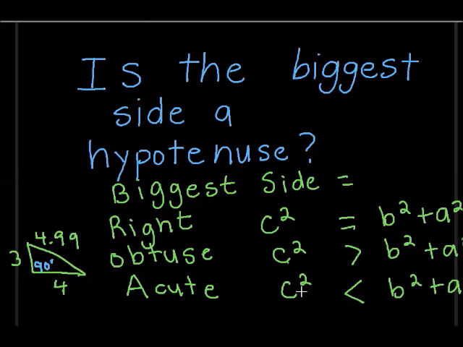These are basically the three rules. Focus on your largest side, square it, square the other two sides and add them together, and then compare the numbers. Just focus on the biggest side. If it's equal, it's right. If it's bigger, it's obtuse. If it's smaller, it's acute. Well, let's try some examples.